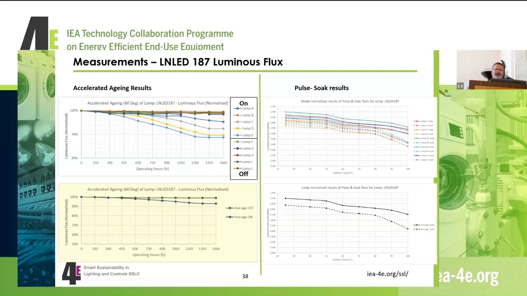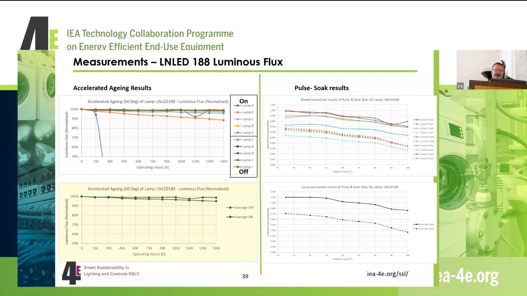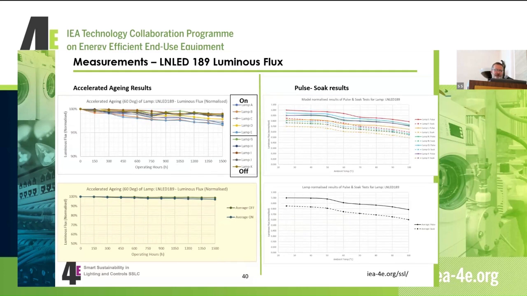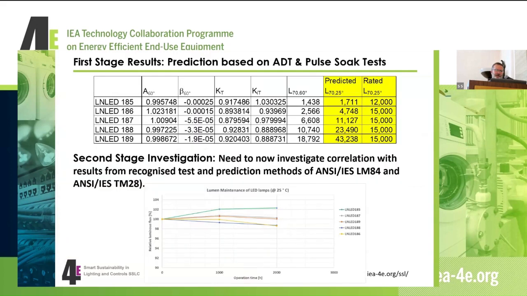The next one, less depreciation on these products, and less of a slope on the right-hand side with the pulse and the soak. Okay. When we take all of that data from all of that testing, get those coefficients for those formulas I showed you earlier, we end up with a prediction on what the lifetime should be for these products when they're operated at the normal ambient temperature of 25 degrees Celsius.